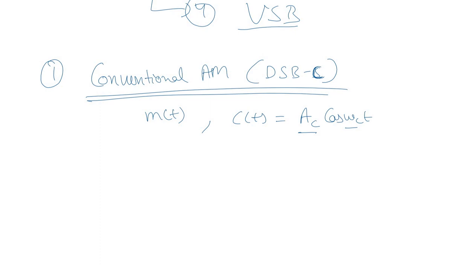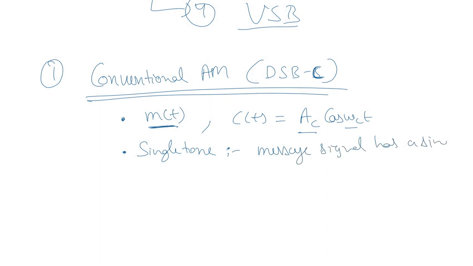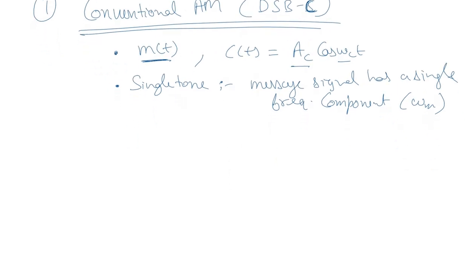Okay, initially we assume a single tone scenario. By single tone we mean that the message signal has only a single frequency component, and let's say that is omega m. The only frequency component present in the message signal is omega m. So we call it a single tone type of system. Alright, so the standard expression of an amplitude modulated signal.